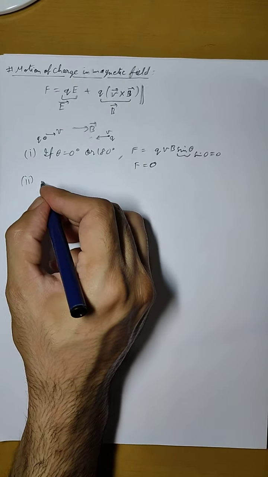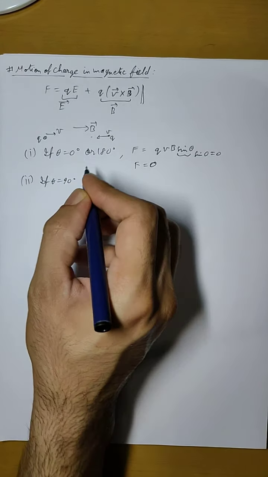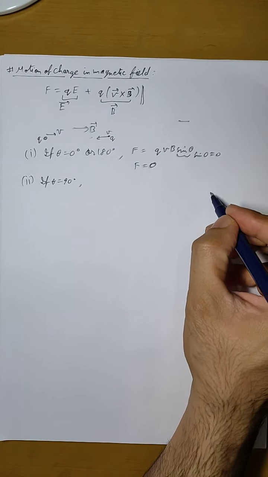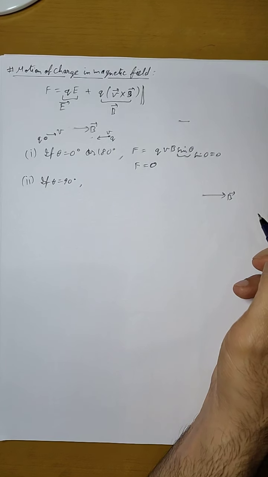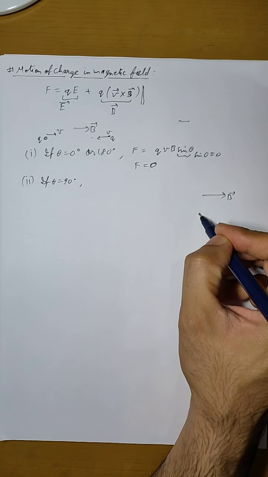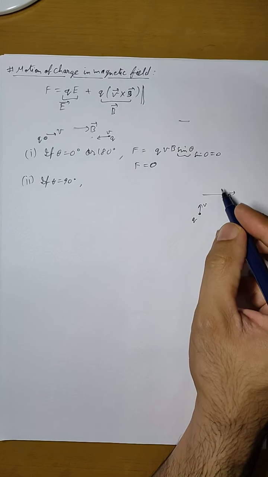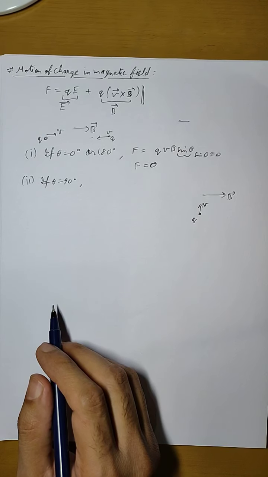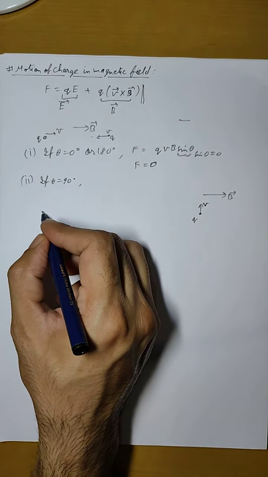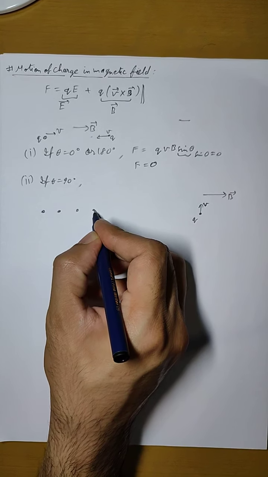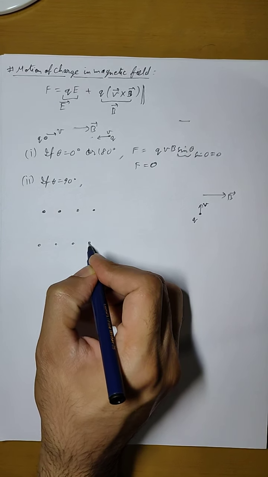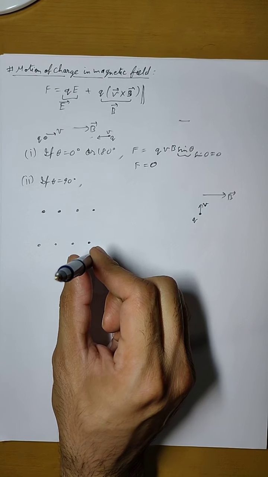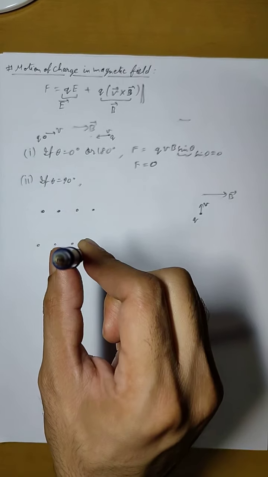Now the second case, if theta is 90 degree, that means if this is the direction of B and charge is entering this magnetic field in this direction such that the angle between V and B is 90 degree. We'll make a diagram like this so it is easier to understand the path. This is the magnetic field and we know that a dot means the magnetic field is coming perpendicularly outward of the paper.